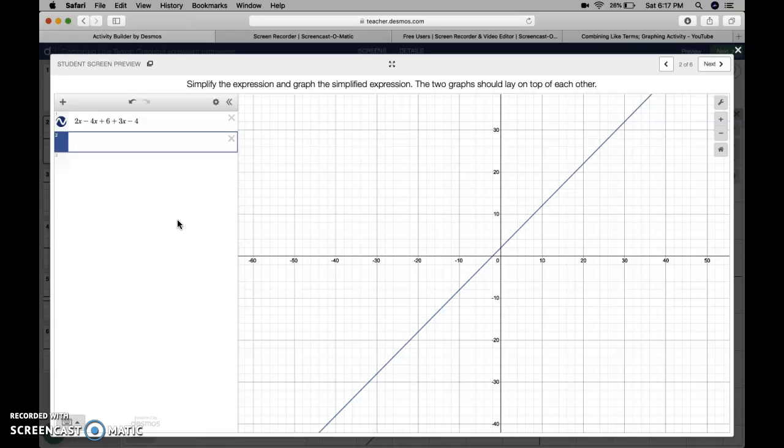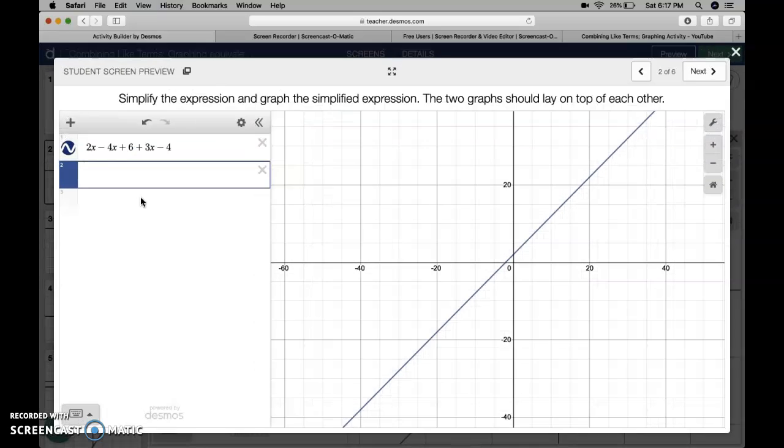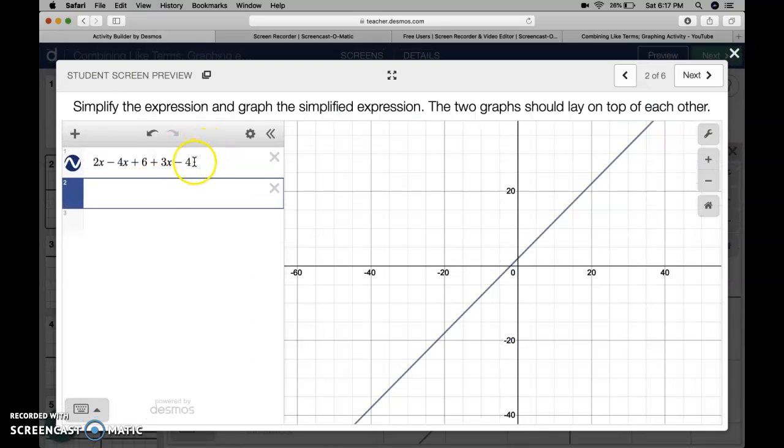If the two graphs don't lay over each other, then you did it wrong and you need to try again. If they lay over each other, then you know that you did this correctly and you can move on to the next screen. Okay, so in order to combine like terms, here's the expression.